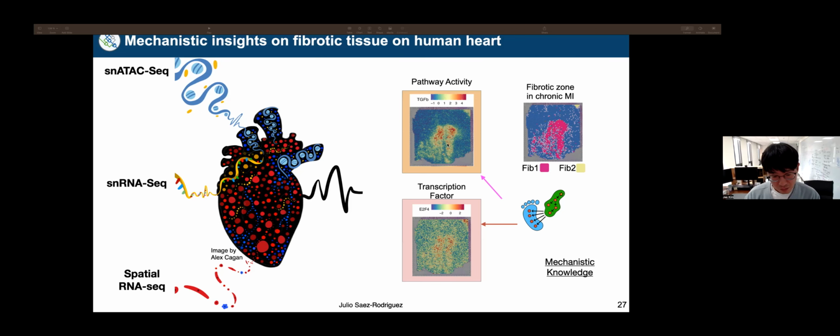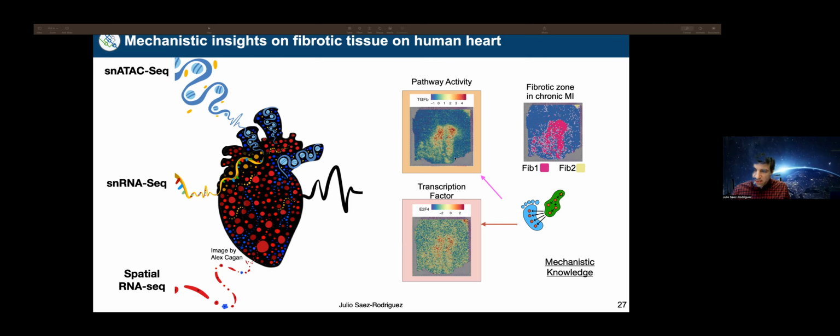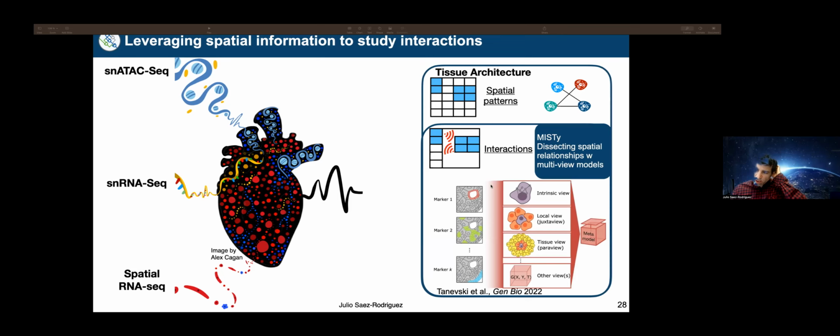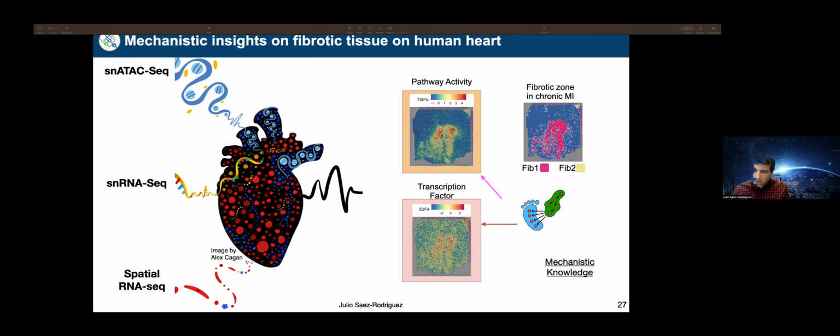But what I wanted to say next is, we are just visualizing the activity on specific spots, but we are not truly exploiting the fact that we know what's happening in a particular spot and what's happening in the neighboring spots. To really exploit that information, we developed a framework called MISTI, which allows us to dissect spatial relationships using multi-view machine learning. The idea is that, like in the spot before, if I wonder why something here is red, I can try to see if a machine learning model explains the changes in a particular spot by the changes in the neighboring spots, or perhaps is more influenced by the more distant spots.